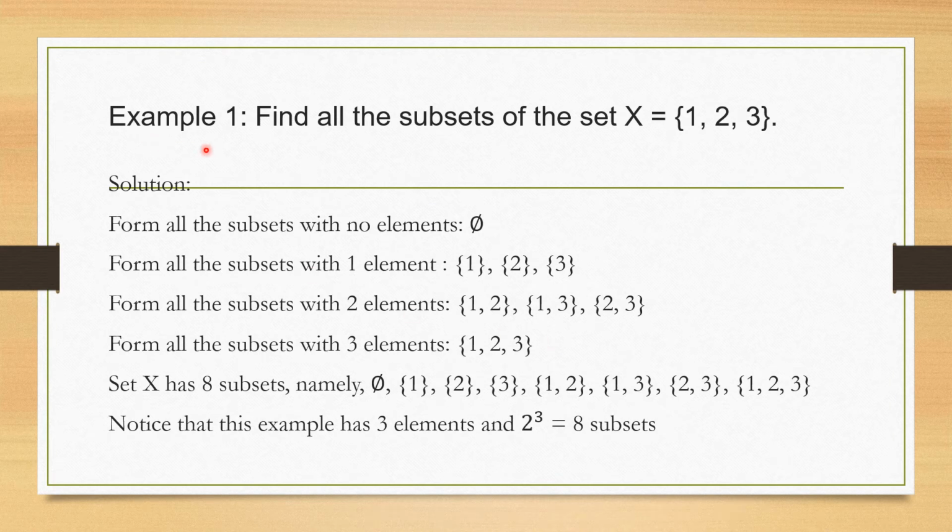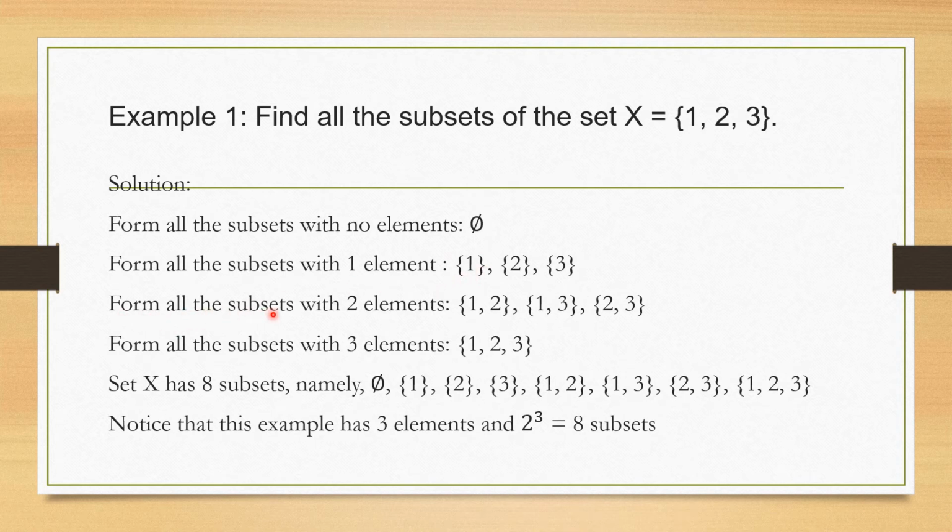Okay, example number 1. Find all the subsets of the set X with elements 1, 2, 3. Solution: form all the subsets with no elements. So, no elements, the empty set. Form all subsets with one element. So, we have {1}, {2}, and {3}. Remember, each must be enclosed in brackets.